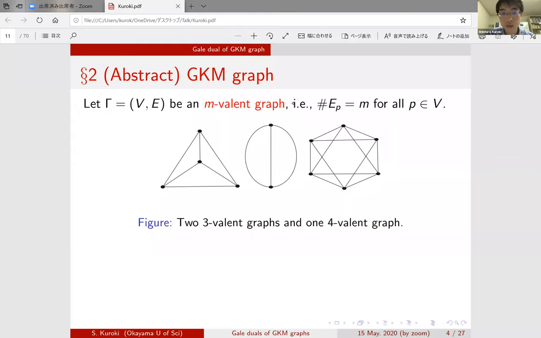But we can define a GKM graph abstractly. This is the idea of Guillemin and Zara. So let's define it. A GKM graph is defined on an invariant graph.